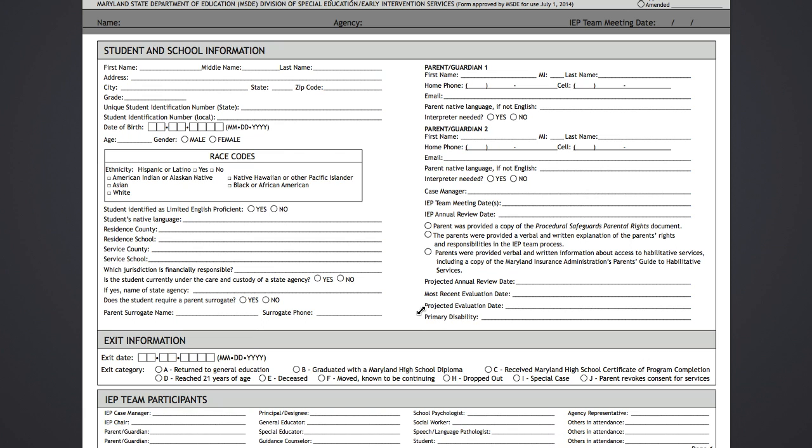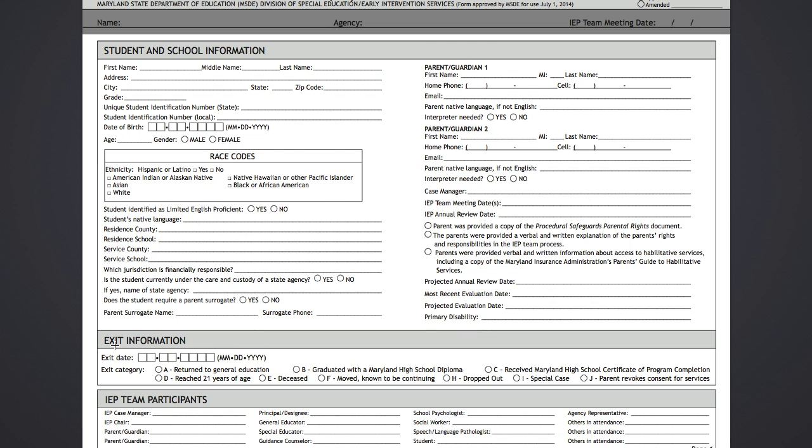And the student's primary disability is also listed on the cover sheet of the IEP, and the primary disability will coincide with the federal census code that is categorized under IDEA. So it is going to be a broad category of disability that best describes the student's needs.